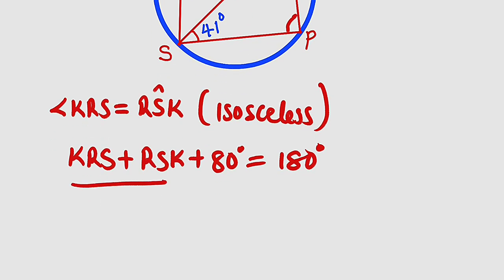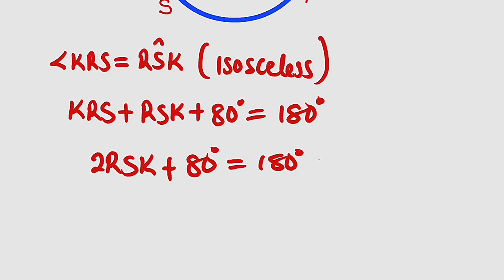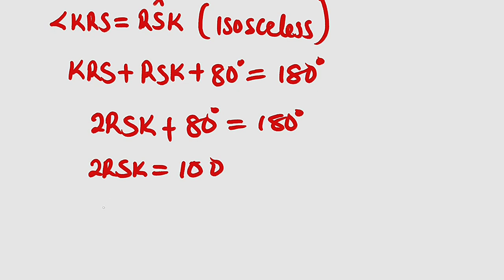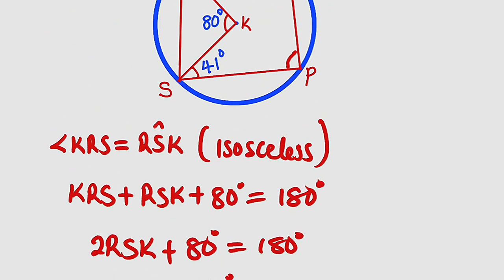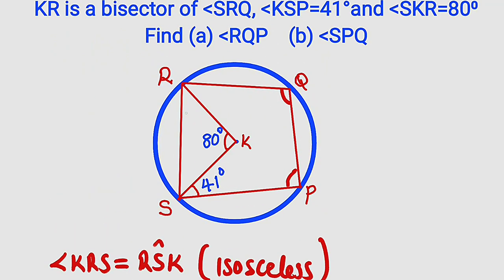And because these two are the same, we can choose one of them. We can say 2 RSK plus 80 degrees equals 180 degrees. And if you take 80 to the other side, it becomes negative. We have 2 RSK equal to 100. Divide both sides by 2, you have RSK equal to 50 degrees. It means that this particular angle here, which is RSK, is 50 degrees. And if it is 50, this other one must be 50.